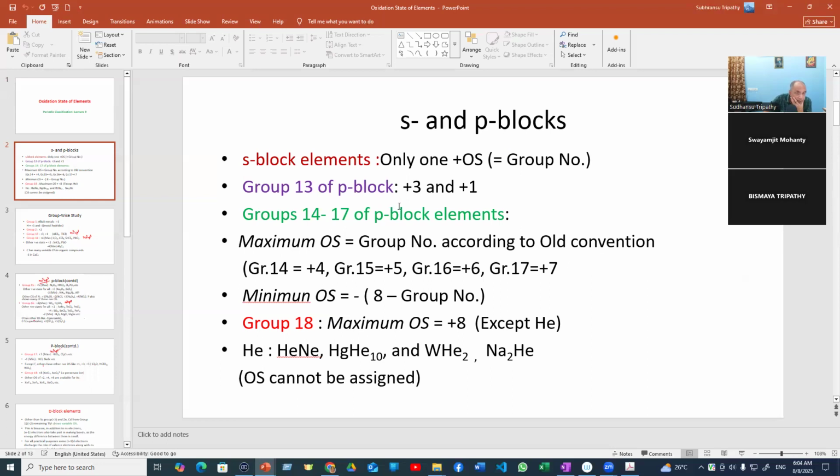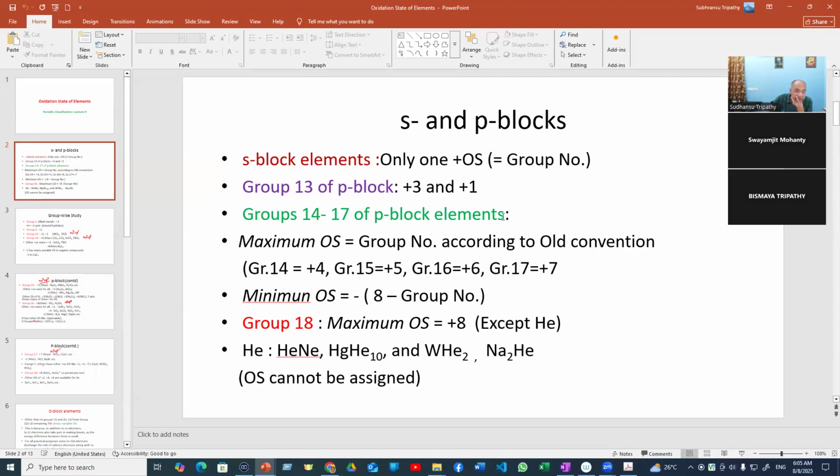Group 13 in the P block starts variable valency. Maximum is plus 3 according to the old group name 3A, IIIA. So that is the maximum valency, plus 3. And the minimum is plus 1. Why it is so, I will tell you just now.